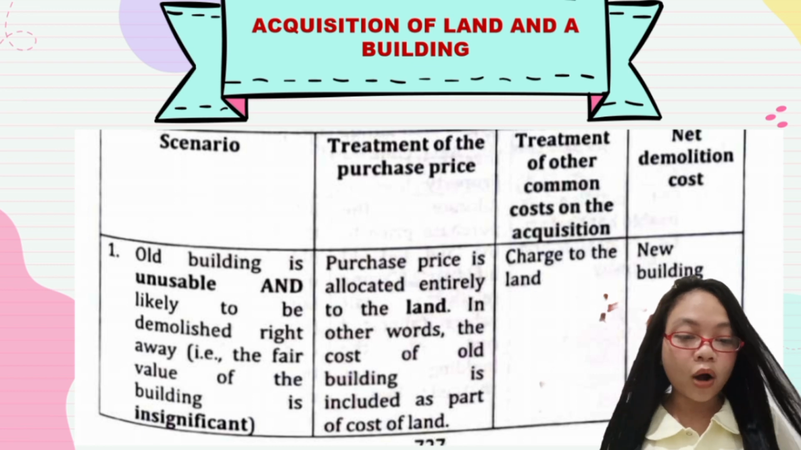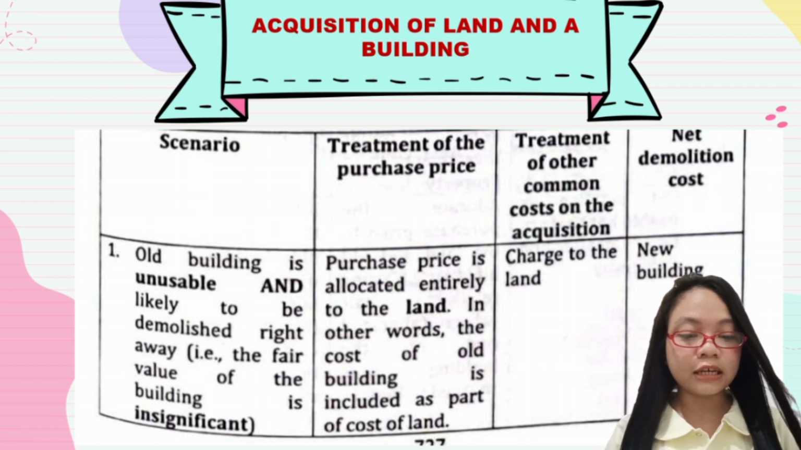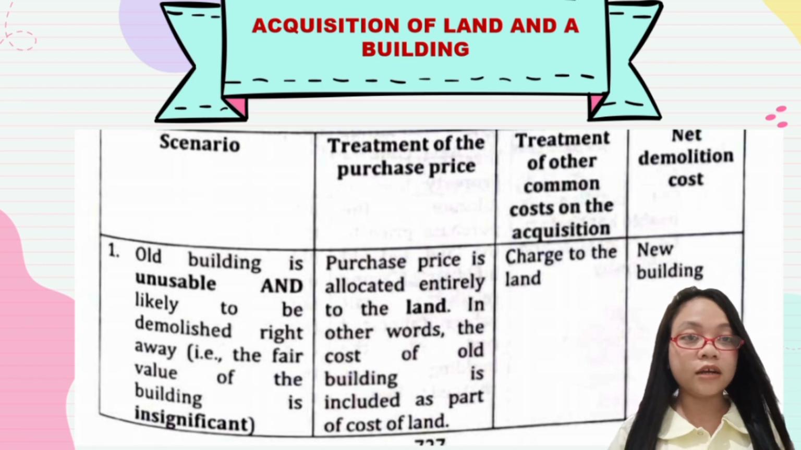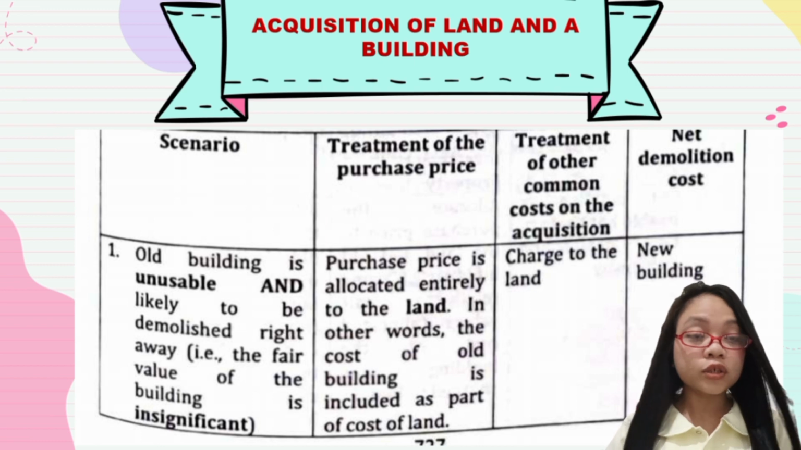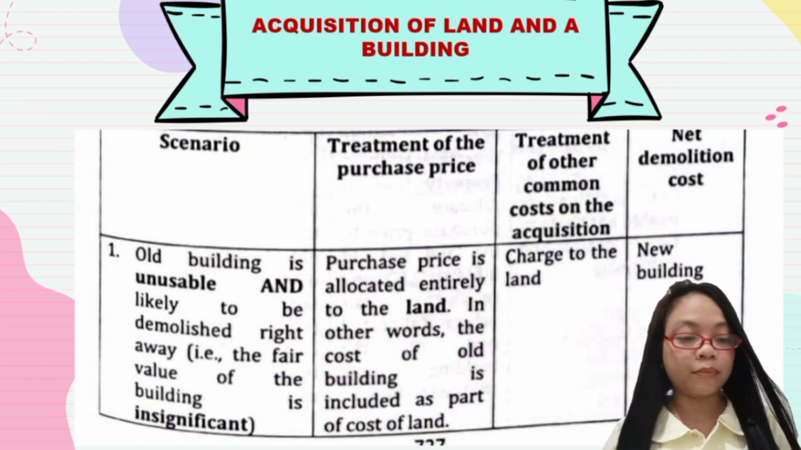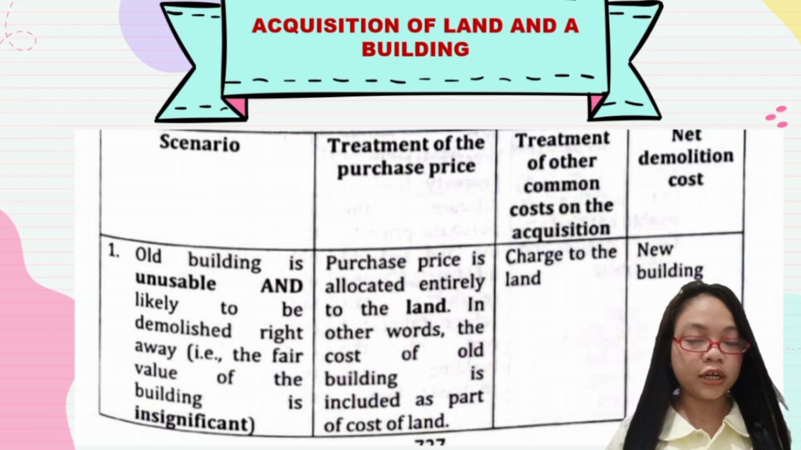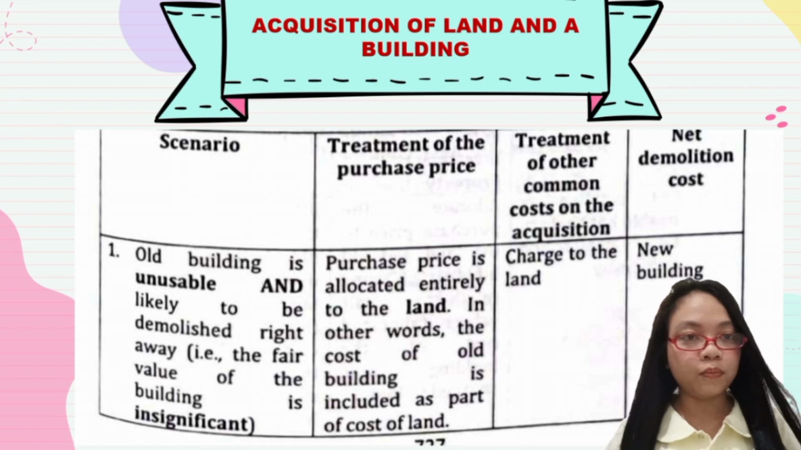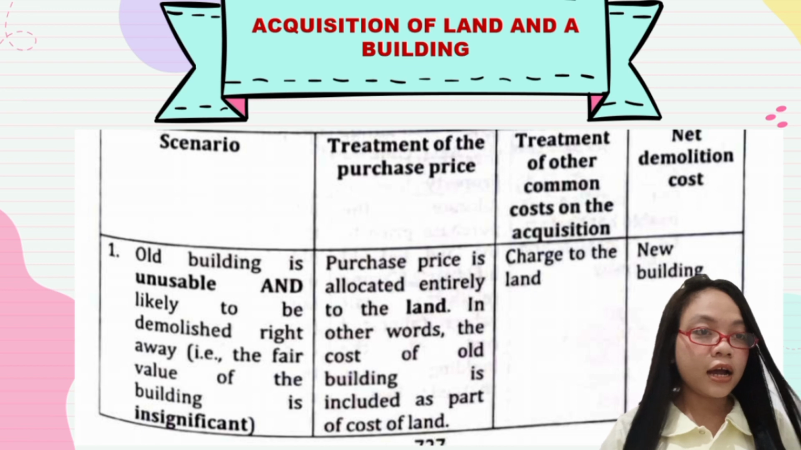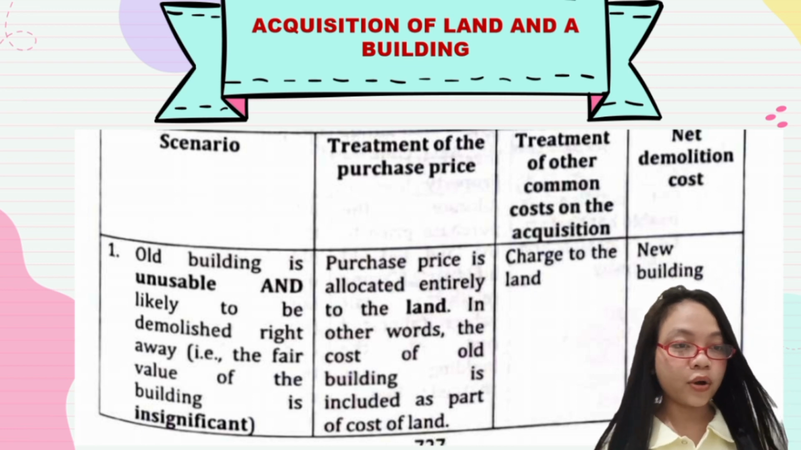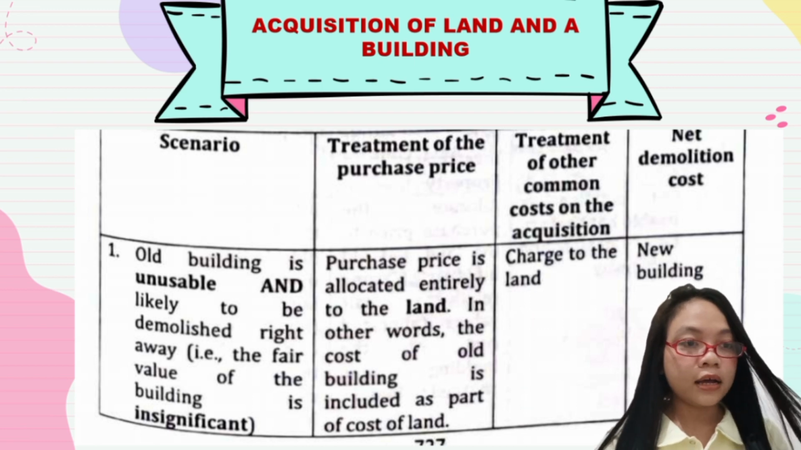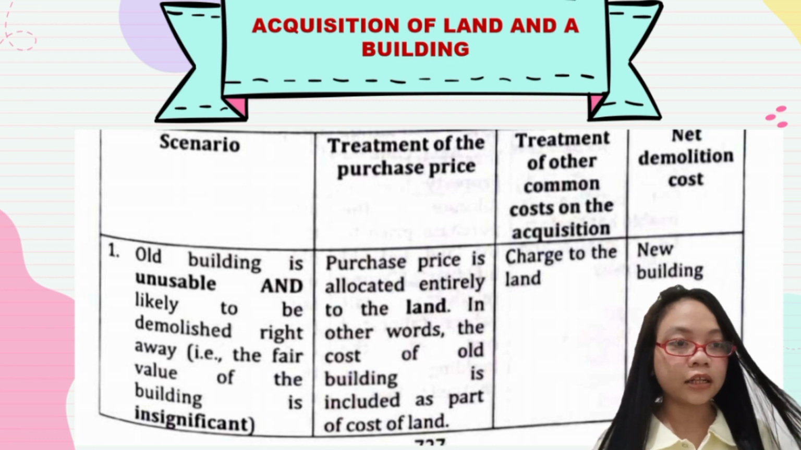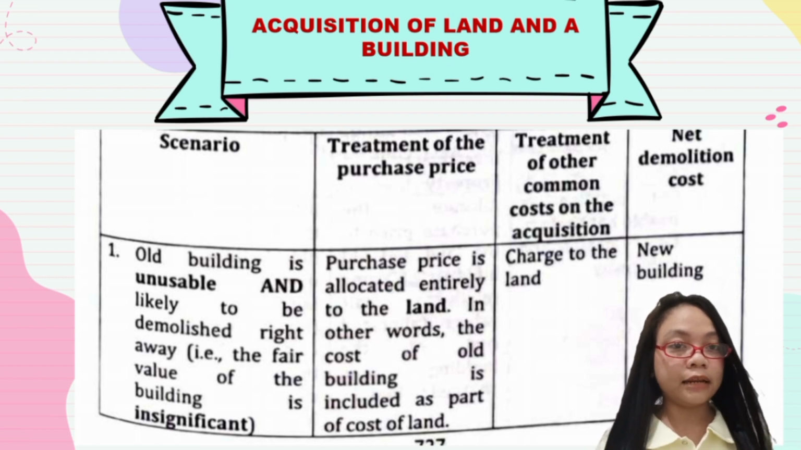Ang entity ay mo-acquire of land with one or more existing building, either to demolish the old building and to construct a new building, meaning redevelopment, or they could use the building initially as owner-occupied property and i-demolish in the future and replace na po nila og new building. So, in here, naa tay different scenario in acquisition of land and building. The first scenario is the old building is unusable and likely to be demolished right away. The fair value of the building is insignificant, so the old building is in bad shape na.